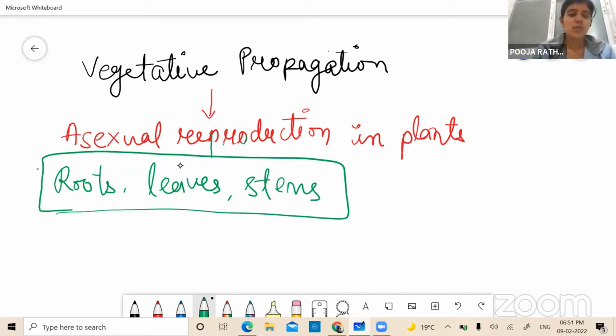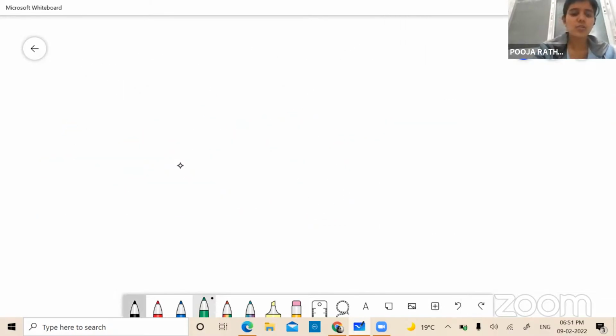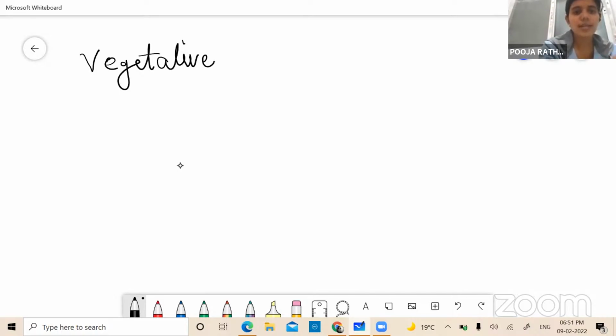Okay. Next is tissue culture. We have to understand tissue culture after vegetative propagation. Actually, I have not yet given the examples of vegetative propagation. What are the examples of vegetative propagation? And it has some different characteristics also.